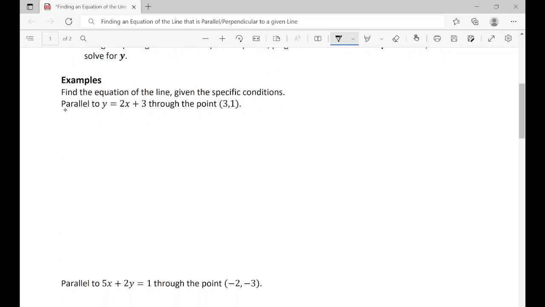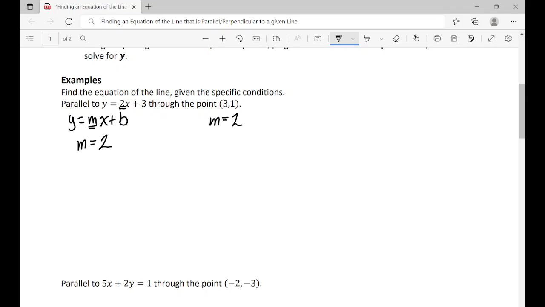So we're going to find a line that's parallel to y equals 2x plus 3 that goes through the point (3, 1). So we need to find out what the slope is of this line, and since it's already solved for y, it is in y equals mx plus b form. So our slope m is right here, which is 2. So our slope is 2, and since we need our line to be parallel to this line, we're going to use the same slope, 2.